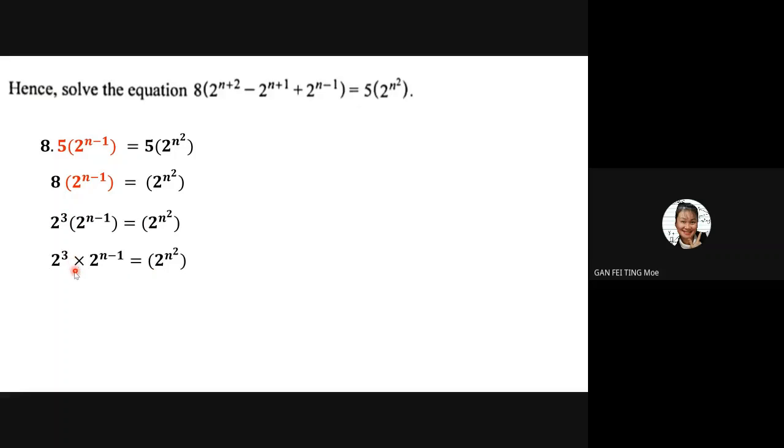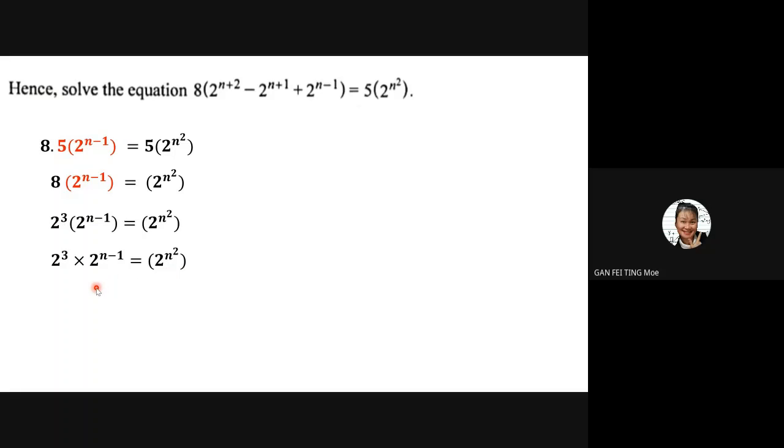So therefore, you'll be having this. This is what I told you just now. Multiply so that you can see better. Okay, this line actually you don't have to write, but just to make you see better, that's why I rewrite this for you to see.